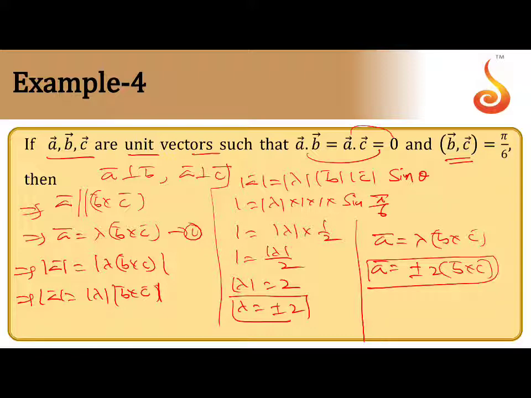So once again, A dot B is 0, A is perpendicular to B. A dot C is 0, A is perpendicular to C. A is perpendicular to B and A is perpendicular to C means A is parallel to B cross C. So two vectors are parallel means one vector is a scalar multiple of the other vector. That is A bar equal to lambda times B cross C. Apply magnitude on both sides and take the magnitudes separately: magnitude of lambda, magnitude of B cross C. So magnitude of B cross C is magnitude of B, magnitude of C, sine of the angle between B and C. Sine of the angle between B and C, what is given? Pi by 6. So simplify to get the value of lambda as plus or minus 2 only.